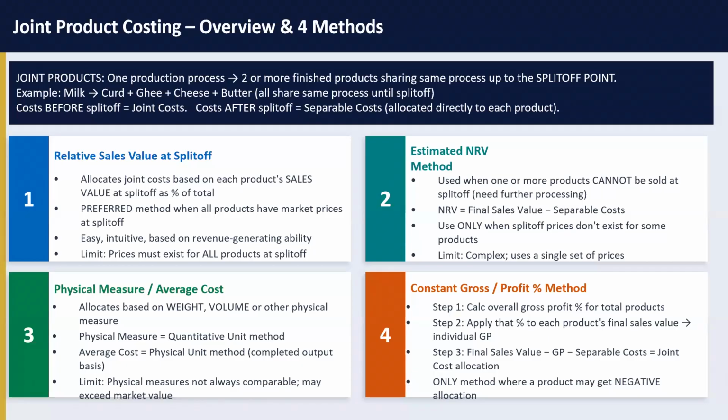Now, what is this NRV? After further processing the products, at what price will we be able to sell? Based on that sales revenue, you will be estimating the cost here. So NRV, net realizable value, is nothing but final sales value minus separable costs. It is used only when split off prices don't exist for some products. Then the limitations are: it's a complex method when you compare it with the first method, and it uses a single set of prices.